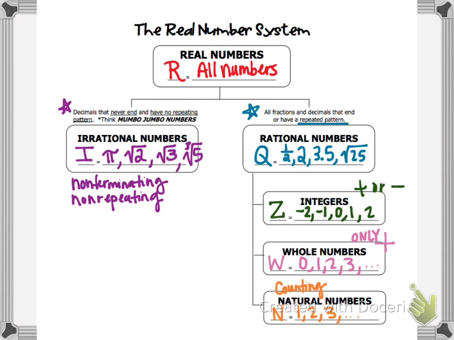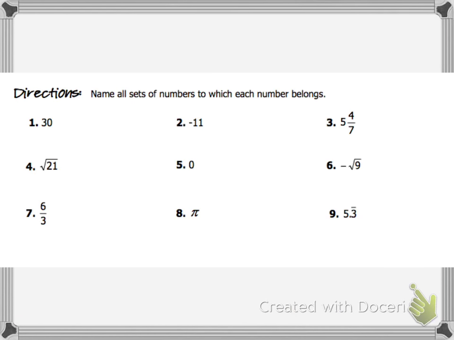Okay? So now we're going to look at some of these examples and go through how to identify if they are irrational or rational, if they are rational, if they are an integer, if they are a whole number, and if they are a counting number. All right, so let's look at that. 30. All right, we know that for these, they're always going to be a real number, so I'm going to start with an R. Now we have to ask ourselves, irrational or rational? Can only be one or the other, cannot be both.